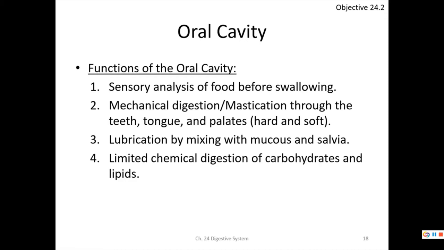Now, we're going to start with the oral cavity, and there's four big things that happen in our oral cavity or the mouth. Well, one of the first things is we do some sensory analysis. Now, that's a variety of things. How does the food taste? But everybody's like, well, why is that important?